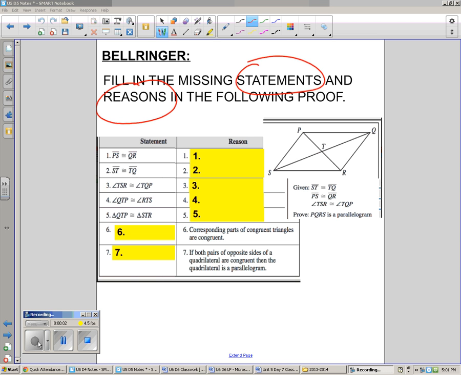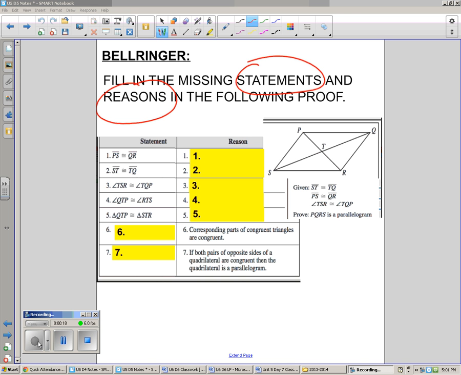Okay, ladies and gents, in this video we're going to be talking about proofs. So the first thing you should always do is look at the instructions. Fill in the missing statements and reasons in the following proof. Got it. So what we have here is called a two-column proof.